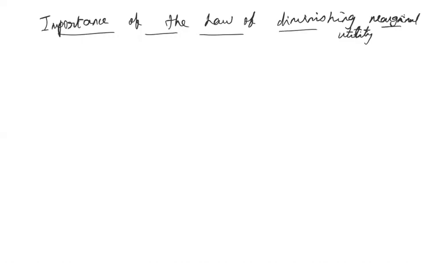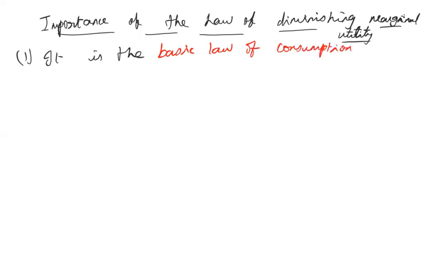So the first importance is, this law is the basic law of consumption, the foremost law of consumption, Gossen's first law of consumption. Remember, all the other laws of consumption are based on the law of diminishing marginal utility. There are other laws in economics such as the law of equi-marginal utility, which you will come across in the next topics. So these are the other laws of consumption.